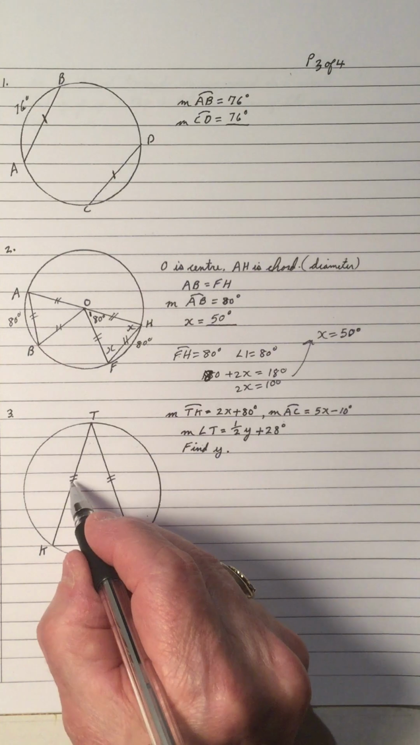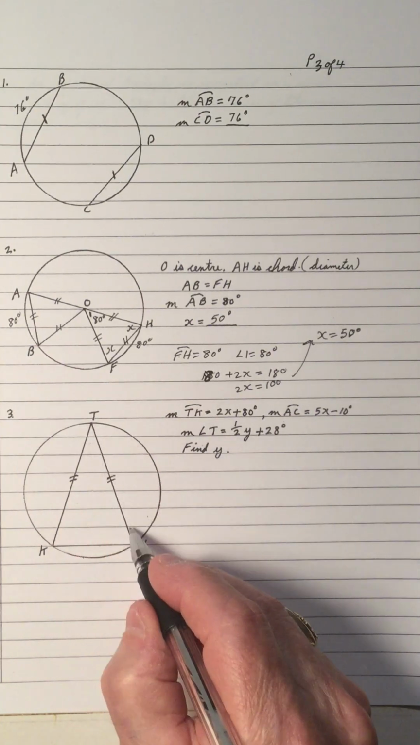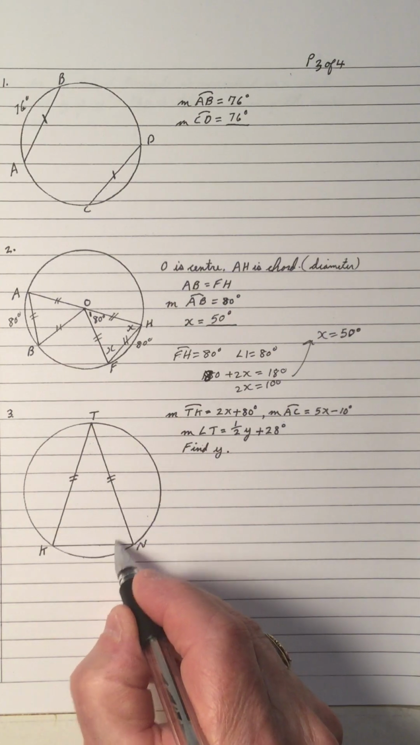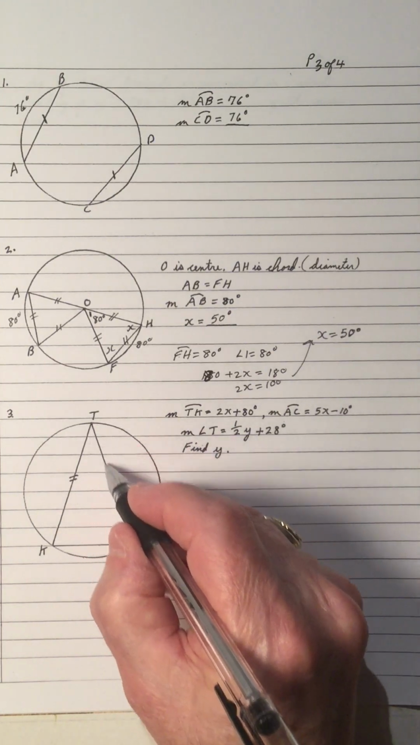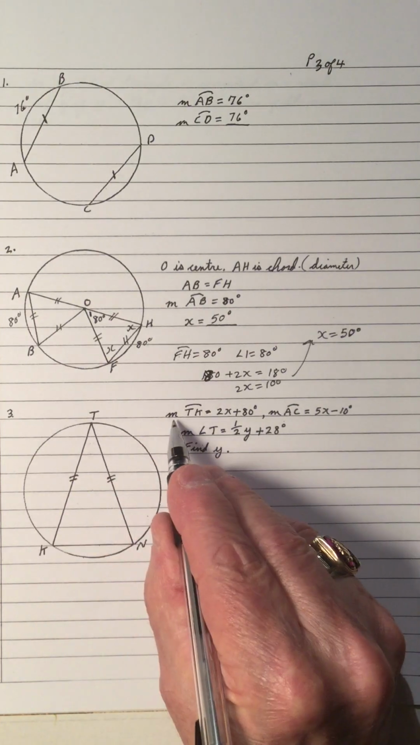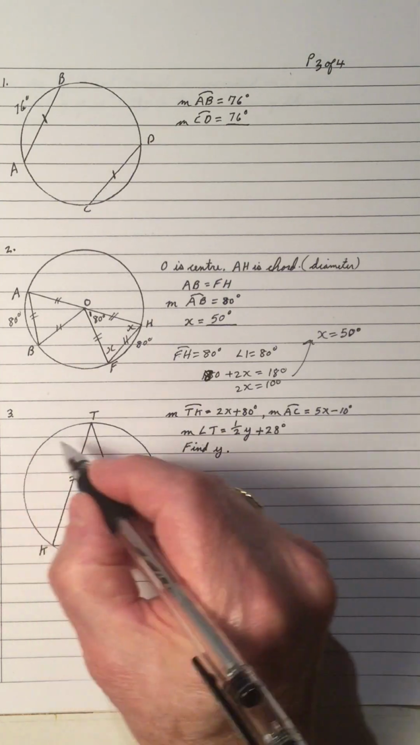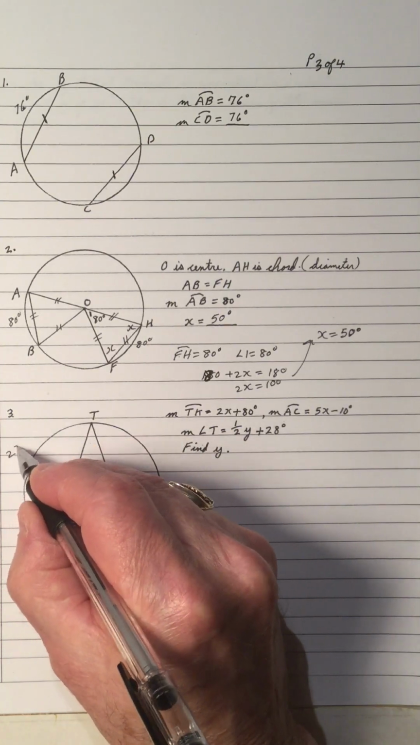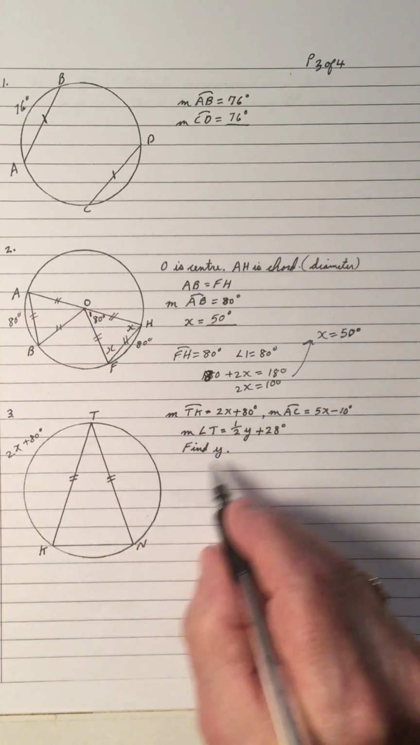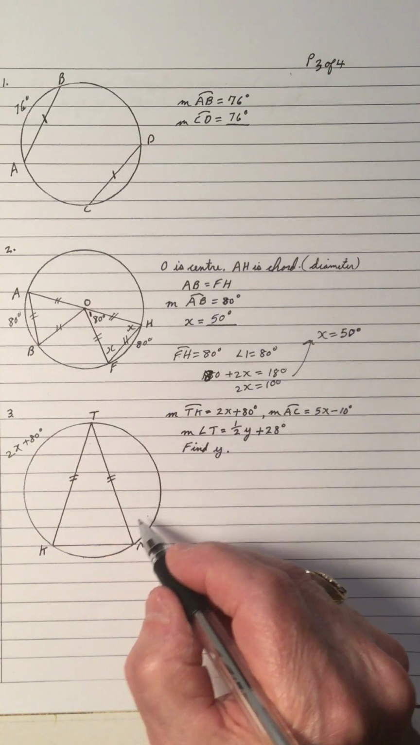I have a circle, and I have two chords of the circle marked equal. Because the two chords are equal, I know that these two angles are equal. I also know that these two arcs are equal. So we're told that the arc TK, this one, is 2x plus 80.